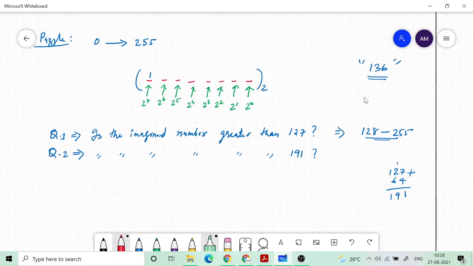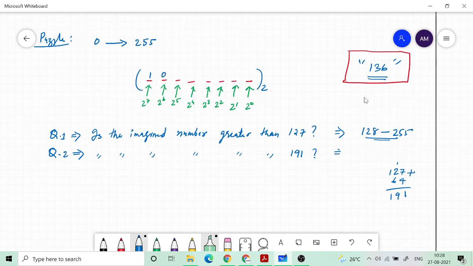My imagined number is, I will put it in a red box here. Okay, sir. So if I ask the question, is the imagined number greater than 191? The answer is no, sir. Okay, so if the answer is no, I put 0 there.